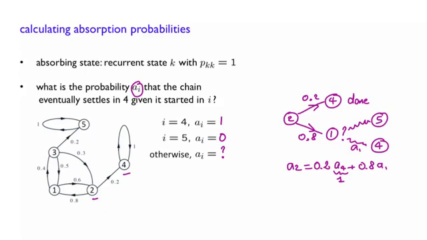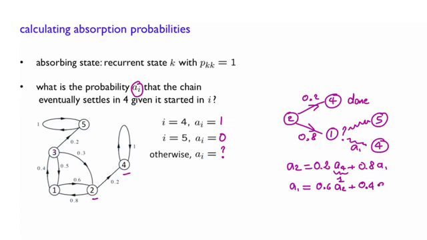Now of course you can do the same thing for the other states. For example, if you started from 1, what can happen next? Well, you can go to 2 with a probability 0.6. Once you're in 2, you are asking yourself what is the probability of reaching 4? Well, by definition it's A2. Or from 1 you go to 3 with a probability 0.4, and given that you have done that, what is the probability that eventually you reach 4?